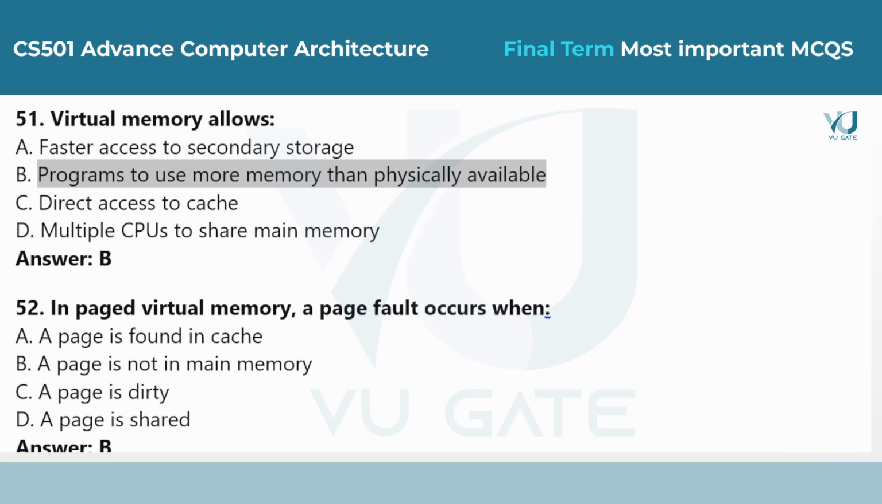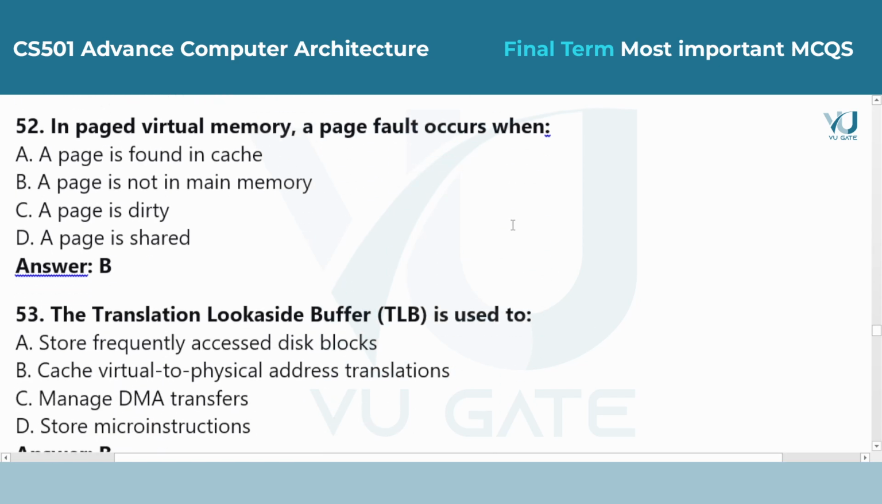Concept: it provides an abstraction that makes the system appear to have a much larger RAM. 52. Question: in paged virtual memory, a page fault occurs when? Answer: B. a page is not in main memory. Concept: the hardware must then fetch the missing page from the secondary storage or disk.